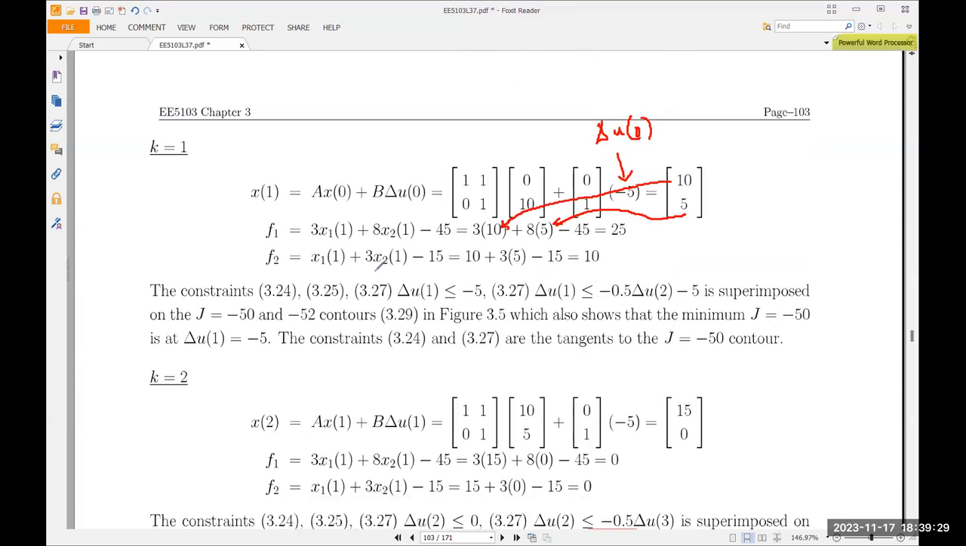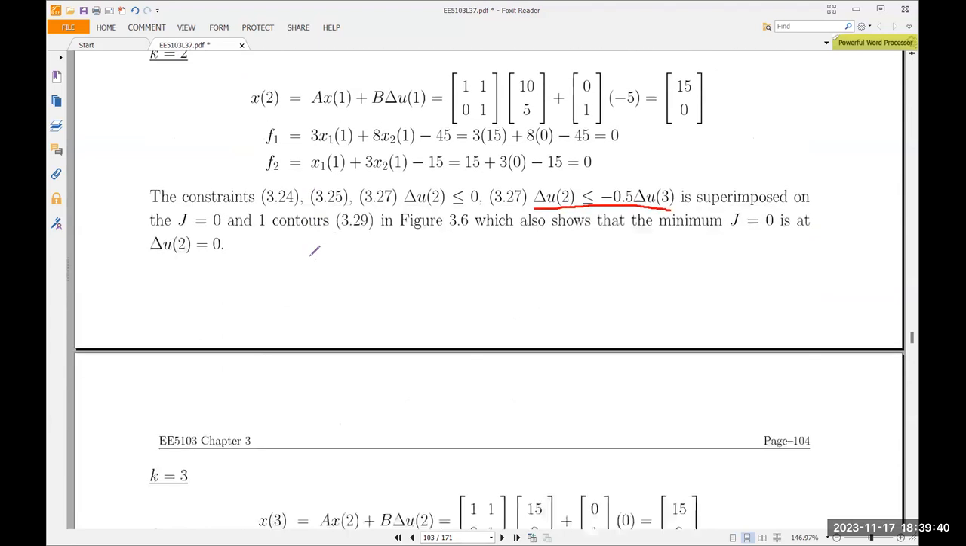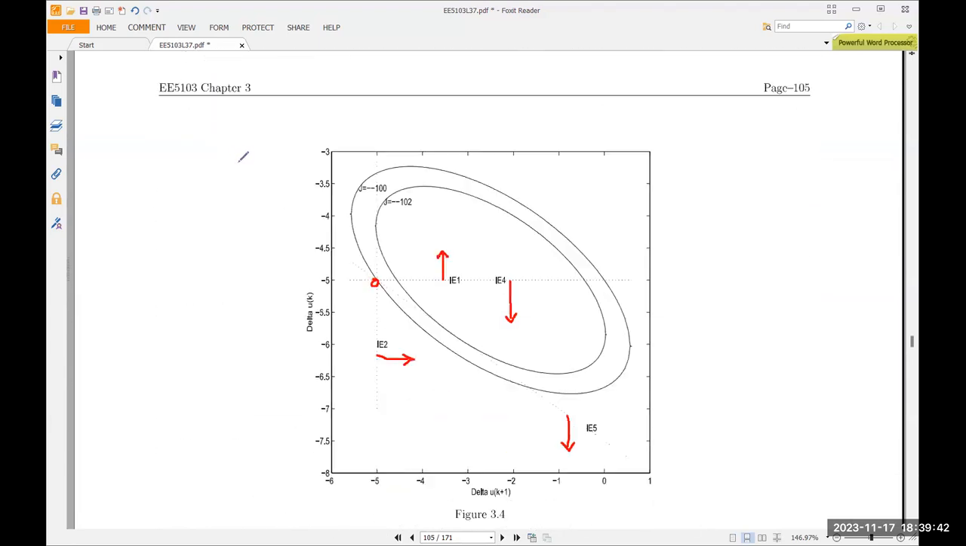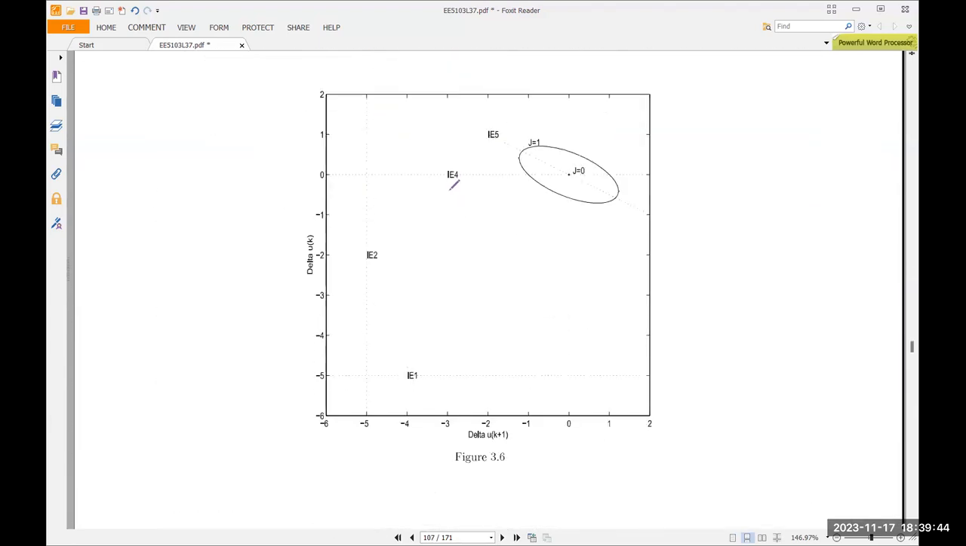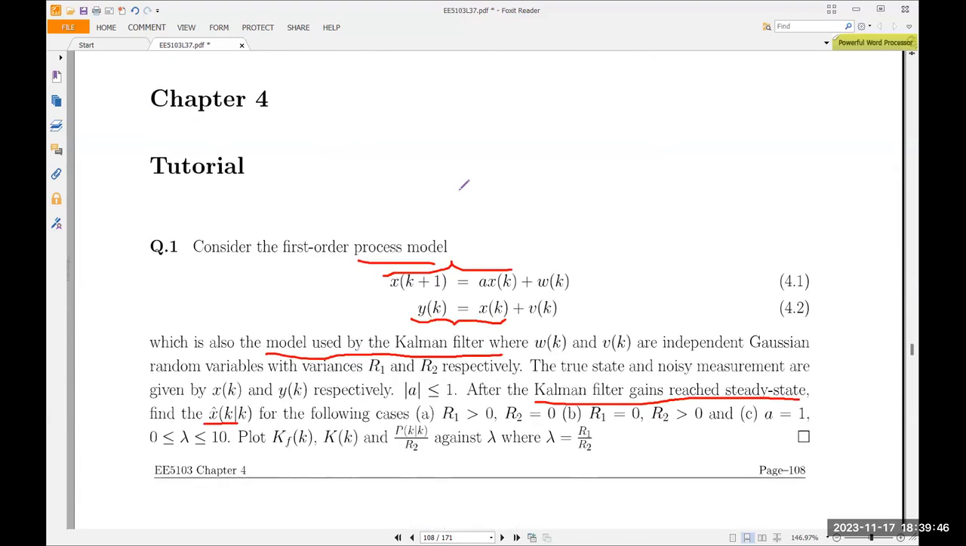Now, MATLAB will show you this answer, minus 5. Okay, so you can continue yourself. I show one more detailed working for K equals to 2. All right, you can see for yourself.